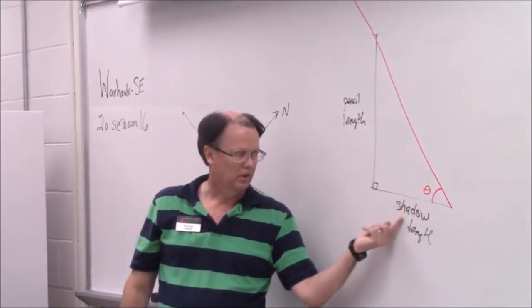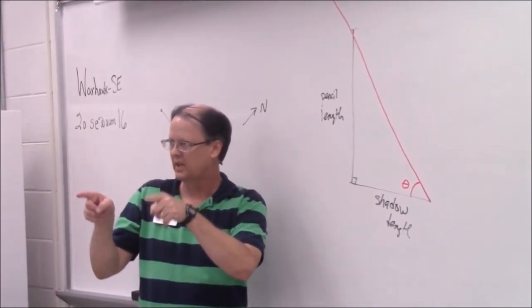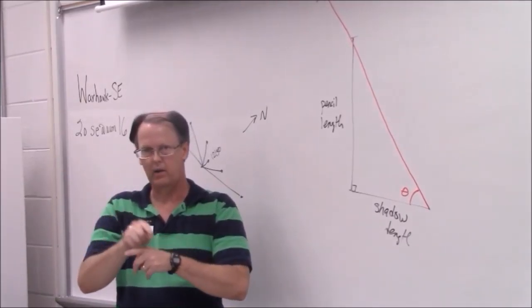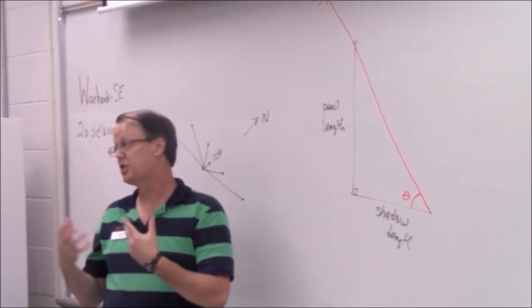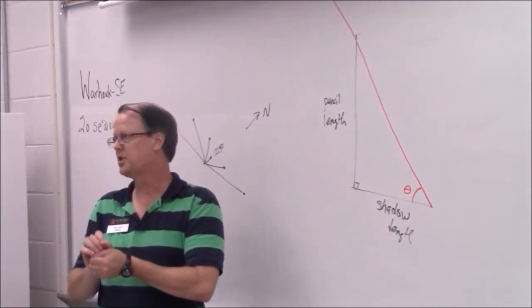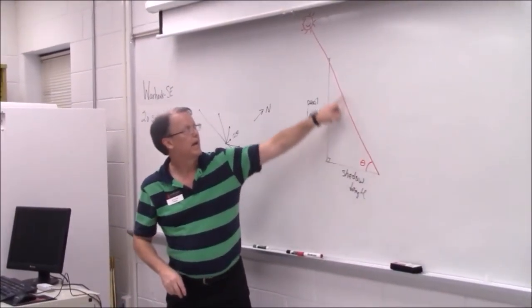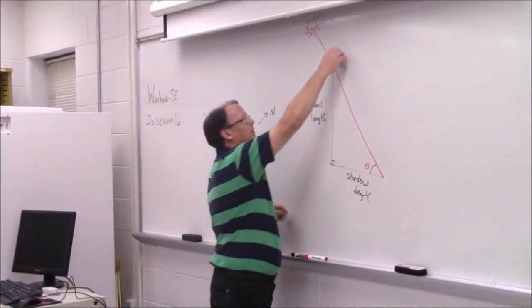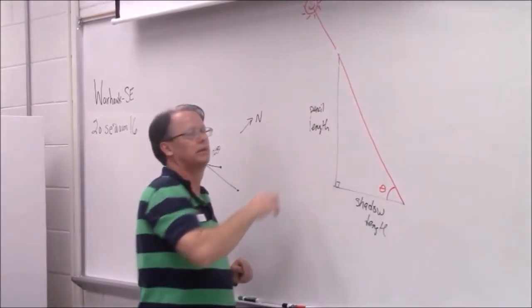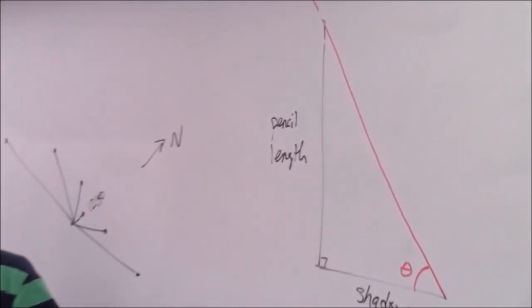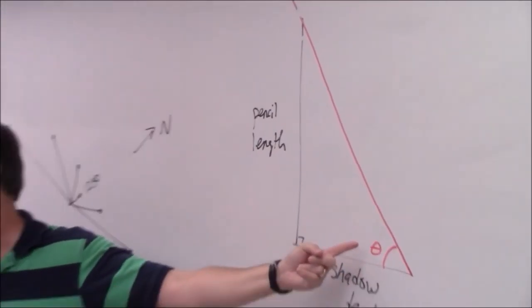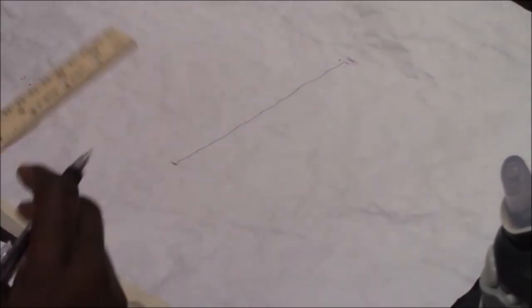Extend this line out the length of your shadow. We want to make sure we have a right angle there. This is good practice for using the protractor to measure angles. And then you're just going to connect the ends of those to make a right triangle. The simplest way to get this angle is to then measure that angle with the protractor.